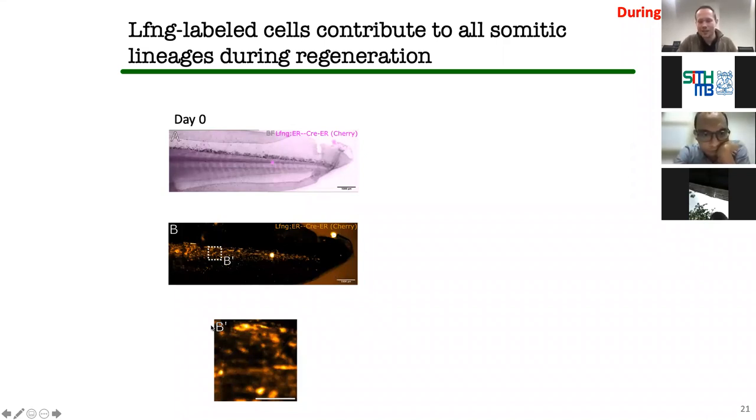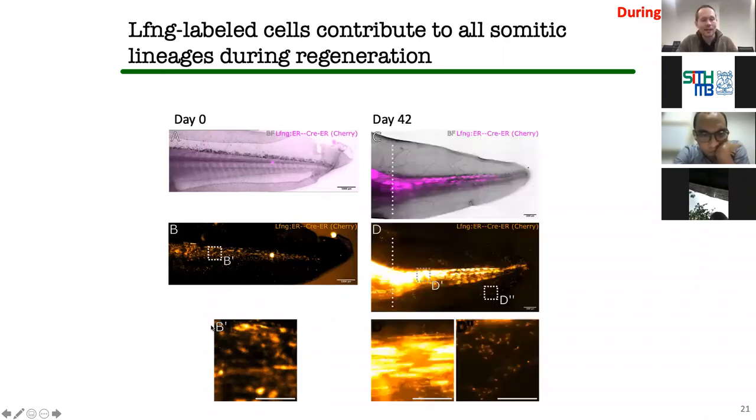But what's really exciting to us is that if you now amputate this tail and look at the regenerative response, you can see a pattern that is highly reminiscent of the COL1 population. Again, we now have a contribution to the musculature, a contribution to the vertebrae, although you can't quite see it in this particular image, and also a contribution to the fin mesenchyme.